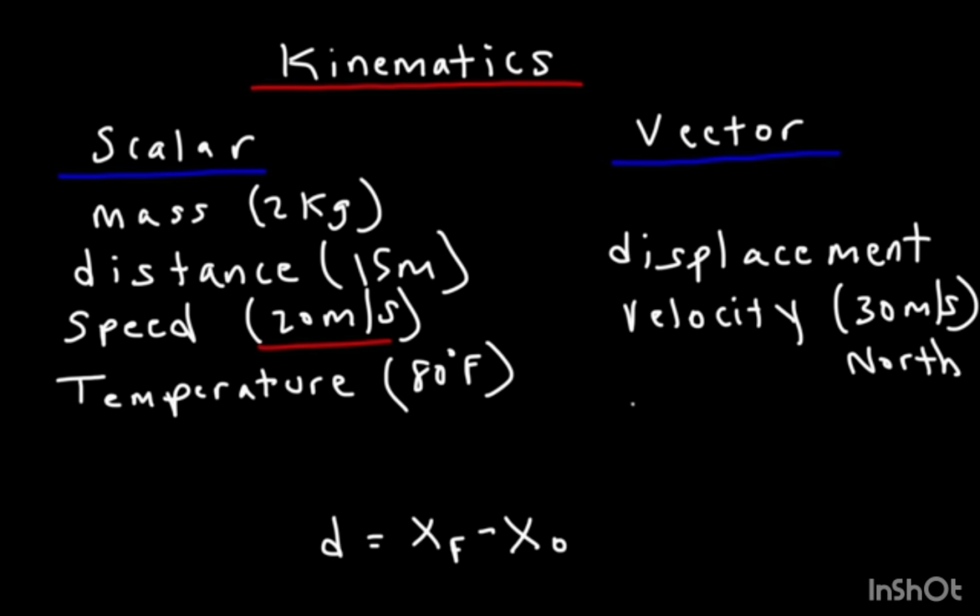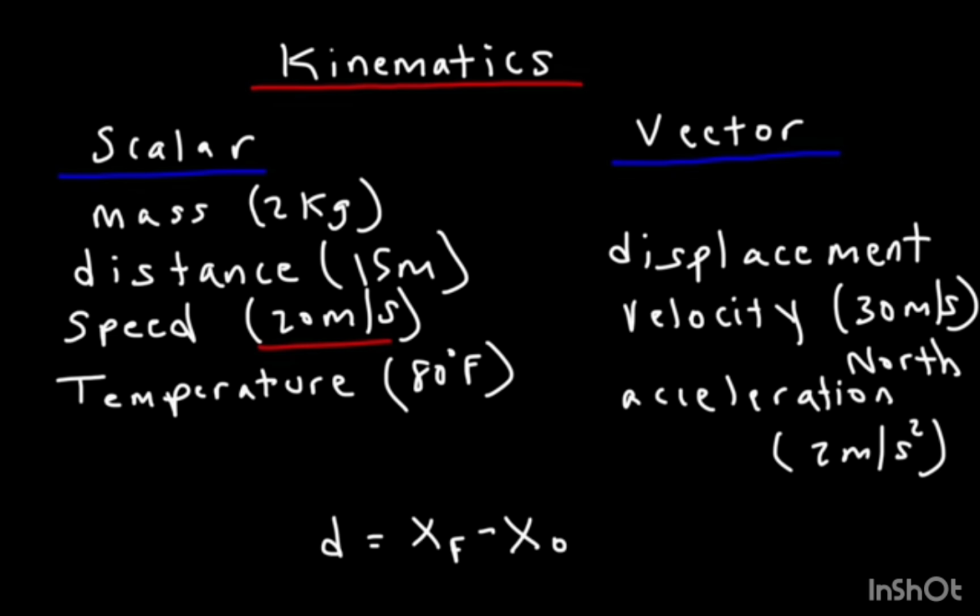Now acceleration, that is a vector quantity. Acceleration tells you how fast the velocity is changing. And you could say a car is accelerating at 2 meters per second squared east. You can put direction to it. So acceleration is a vector quantity.